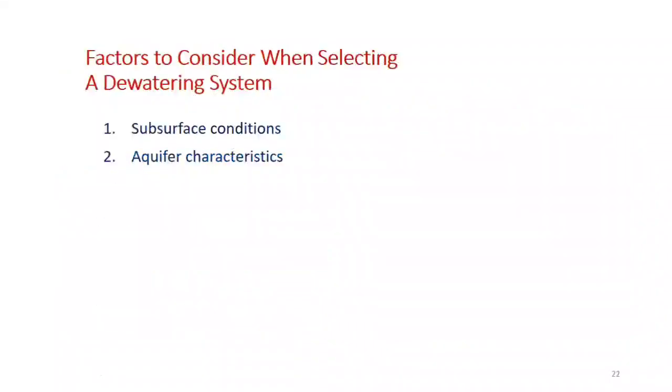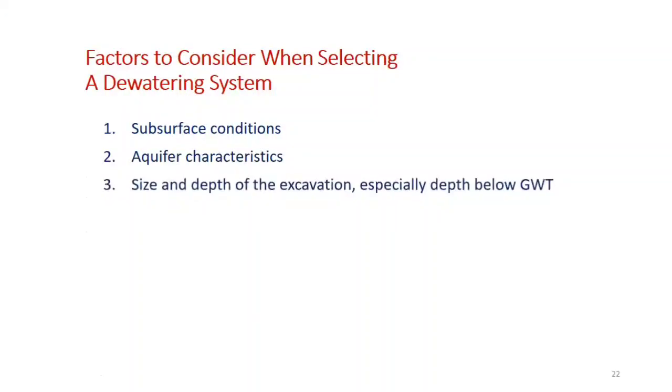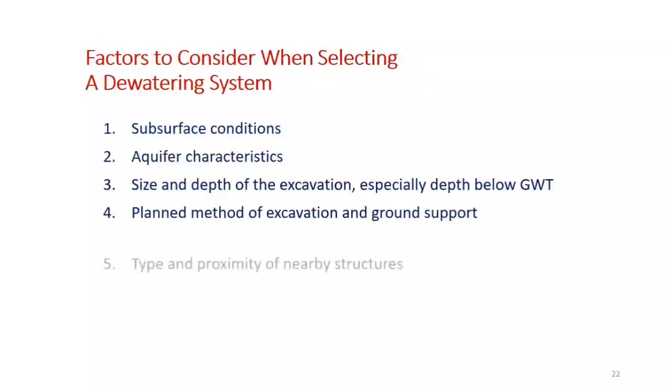Okay. Now let's see what are actually the factors which you have to keep in mind before you select any type of dewatering system. So there's a list of that, and we'll be talking about these factors one by one, which is subsurface conditions, what are the characteristics or properties of the aquifer, size and depth of the excavation, especially how deep below the groundwater table you will be making your excavations.